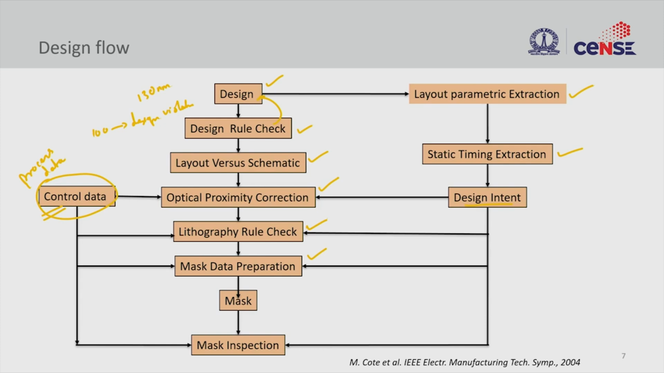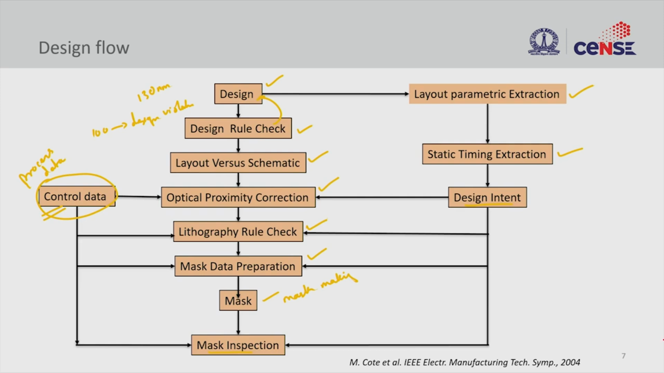So we need to find what are all the places that we want chromium, and what are all the places we want the mask to be transparent. All those things are prepared. So once it is prepared, we make the mask, right? This is mask making. So once the mask is made, we do inspection, which is again a very important step. So inspection allows you to find defects.